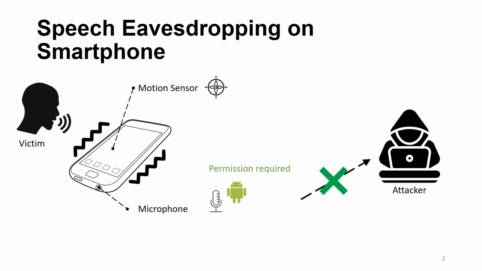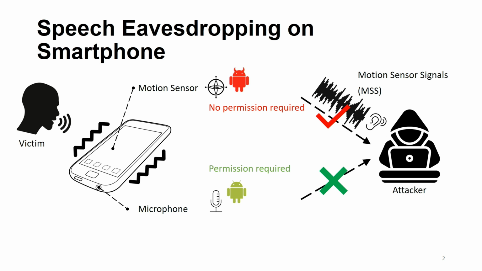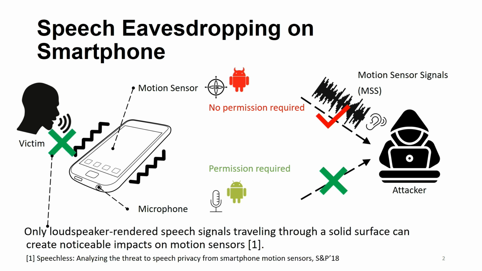Recent research has found that motion sensors also have some capability to capture the speech generated by the victim or the loudspeaker. The attacker can try to capture these motion sensor signals and extract the speech content from them. However, recent research showed that only when the loudspeaker renders the speech signal traveling through a solid surface does it create a noticeable impact on motion sensors, which means they can monitor some speech from the loudspeaker on the smartphone, but they cannot eavesdrop on the victim's speech because it propagates through the air.